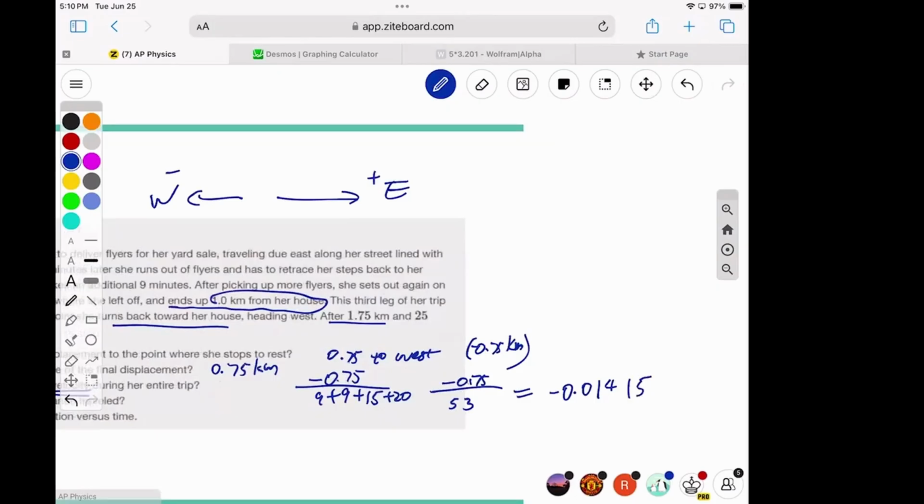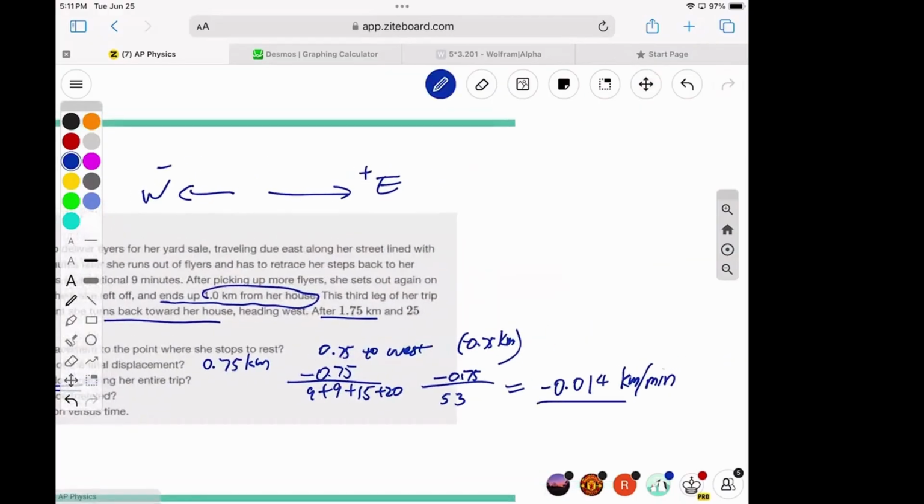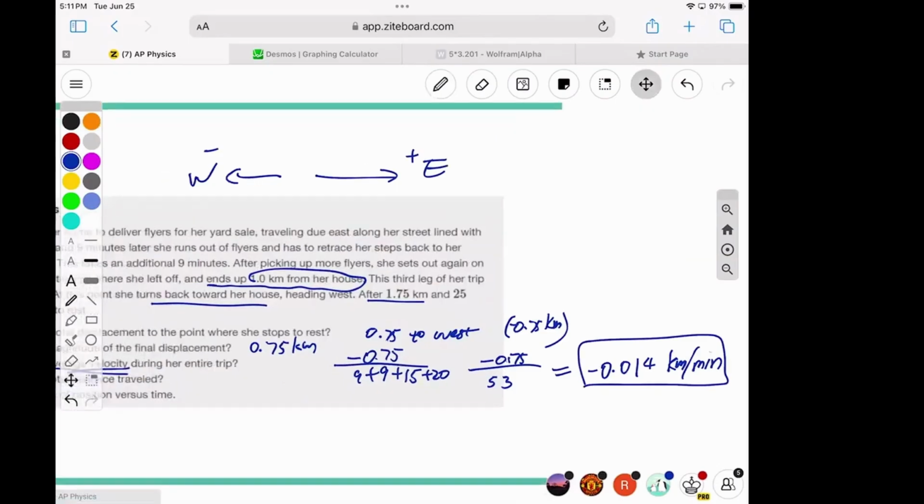However, because I noticed this is a 2 significant figure thing, I'm going to only keep 2 significant figures, which means I'm going to cut it off here. So rounding, 1 rounds down, so negative 0.014 kilometers per minute, right? That's the unit because we're dividing by the 53 minutes down below. So that's going to be the average velocity for this entire trip.